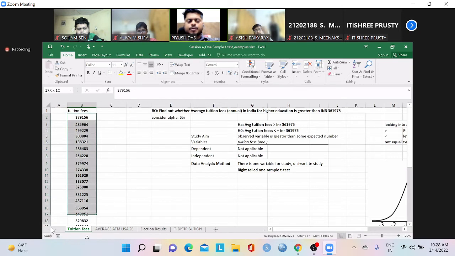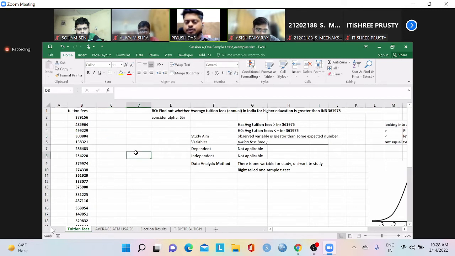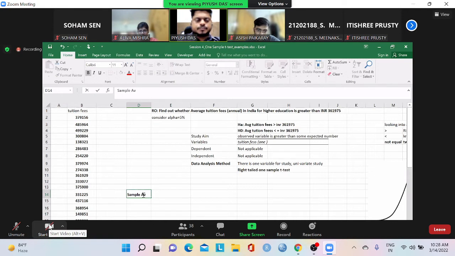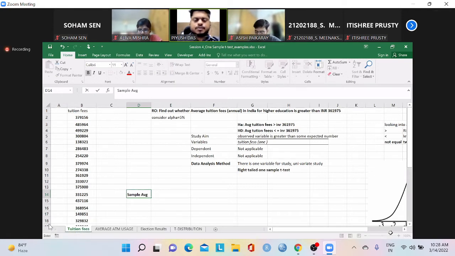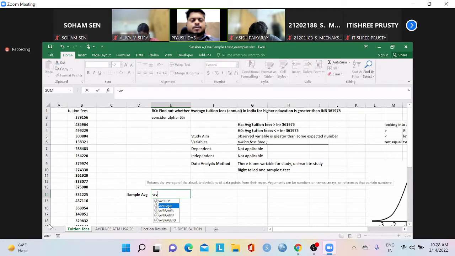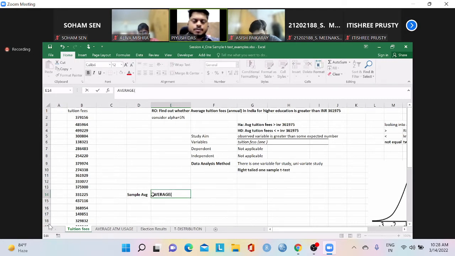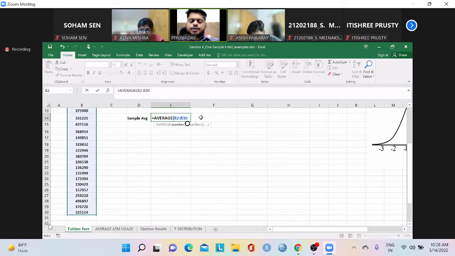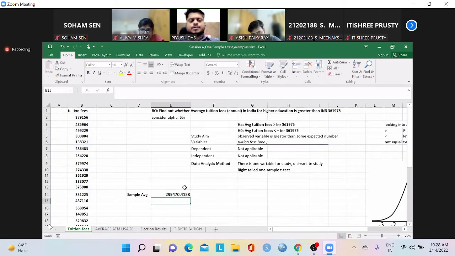So how do we go about the one sample T test? First, the easy one: find out your sample average. What is my sample average? I have 29 data points in total. This is my average amount, which is from the 29 samples.